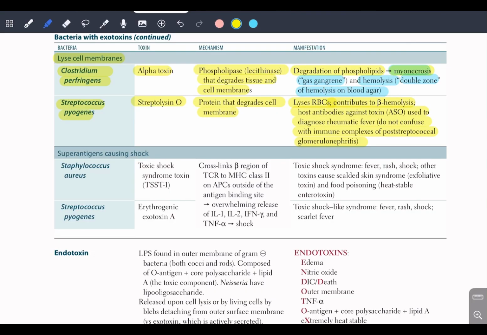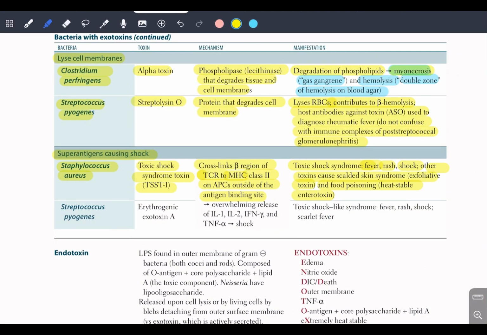Then we have superantigens that cause shock: Staphylococcus aureus, toxic shock syndrome. They cross-link the beta region of the TCR to MHC class 2. We have class 1 and class 2 MHC on the antigen presenting cell, outside of the antigen binding site. Manifestations of toxic shock syndrome are fever, shock, and rash. Another toxin causes scalded skin syndrome, which is exfoliative toxin, and food poisoning can also be caused by heat stable enterotoxin. So toxic shock syndrome is caused by Staphylococcus aureus. You must remember this. If someone asks you the cause of toxic shock syndrome, you should say Staphylococcus aureus.